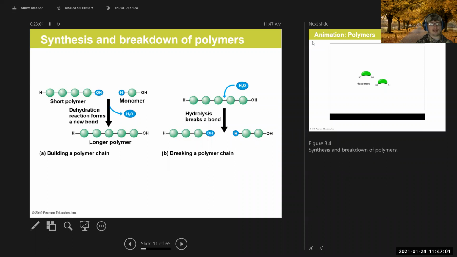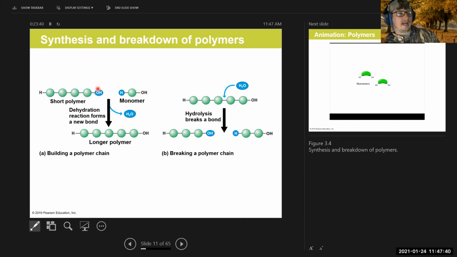So here we have a short polymer with a monomer on the left-hand side. So here's your short polymer, here's your monomer. And if you notice, on the ends of each of the molecules, whether they're a longer polymer or a monomer, they have a hydrogen on one side and an OH on the other side, so a hydroxyl group. And this is important because these are the atoms that allow for the water to be lost, and then those atoms are replaced whenever the polymers are broken down and the water is put into the system.